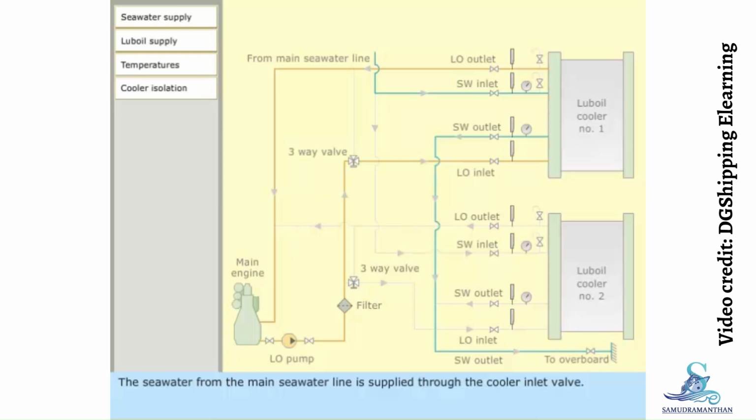The seawater from the main seawater line is supplied through the cooler inlet valve. The water flows through the seawater outlet valve to overboard. While changing over the cooler, proper procedures should be followed to avoid increase in lube oil temperature or drop in lube oil pressure.